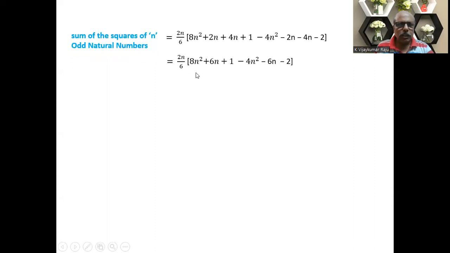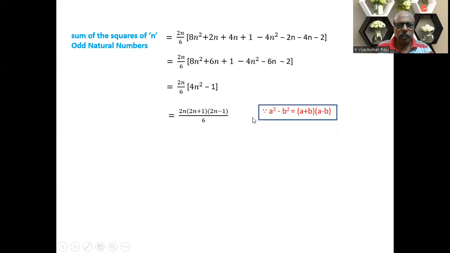Minus, minus, minus. Now you see here 6n and minus 6n, they will cancel. 8n square minus 4n square will be only 4n square. And 1 minus 2 is minus 1. So you will be left with 2n upon 6, 4n square minus 1. Now this 4n square is like a square, and I can write 1 as 1 square also. So this is 2n whole square minus 1 square, that will be 2n plus 1, 2n minus 1, upon 6. So 2n into 2n plus 1, 2n minus 1 upon 6.